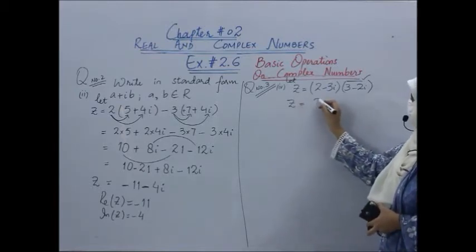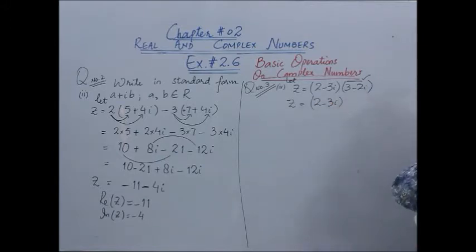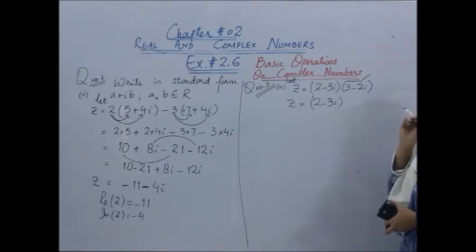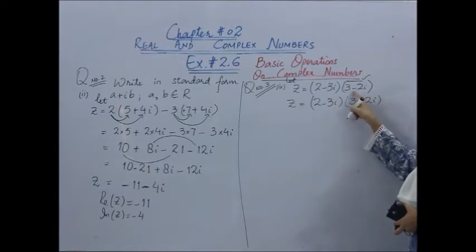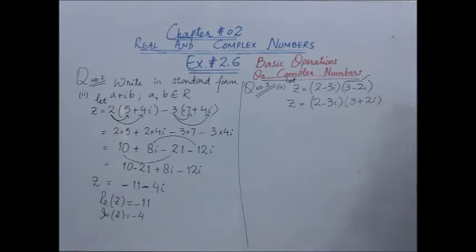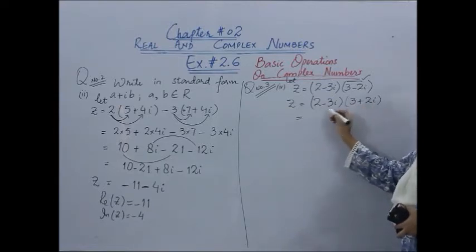So, the conjugate of 3 minus 2 iota would be what? Conjugate will just change the sign of the imaginary part. So, we have 3 plus 2 iota. Now, how would we multiply these two complex numbers? Just as a linear multiplication of the real numbers, we will multiply it.